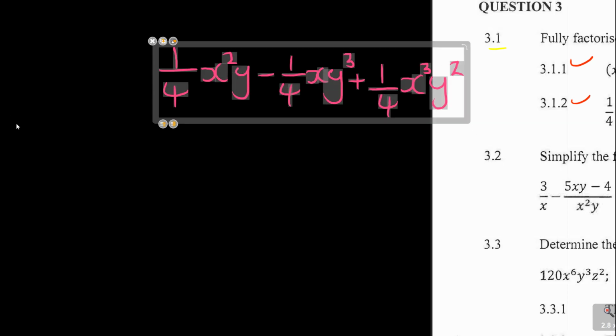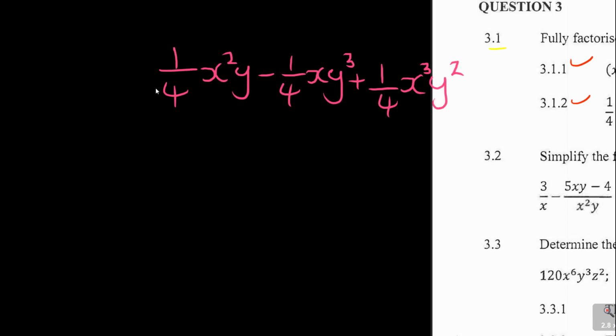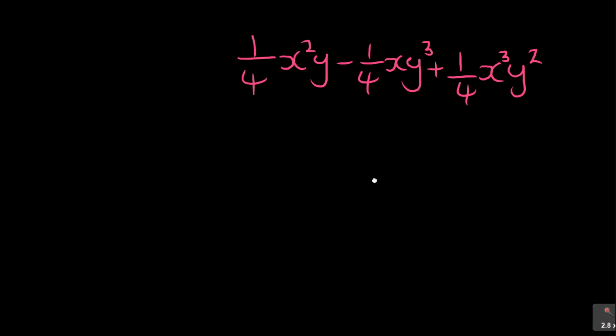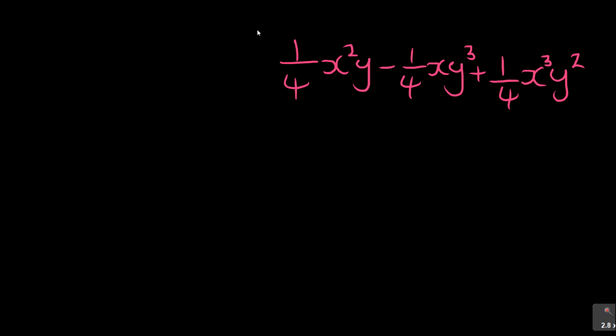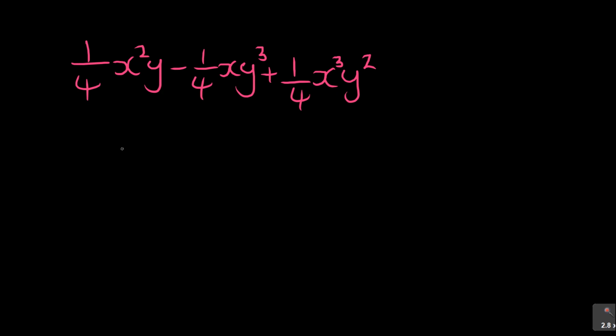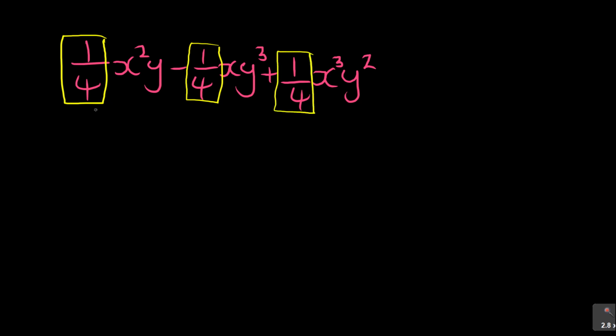So if I take this thing over here, just to separate it from all the junk, and take it out like this. Look at this. It's not complicated. It's a matter of you being able to take things that are common. Look at this. 1 over 4, 1 over 4, 1 over 4. We can see that 1 over 4 is common on all 3.